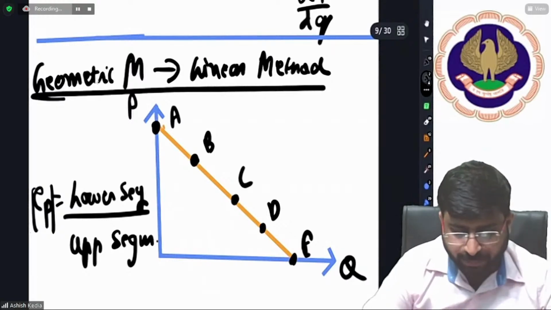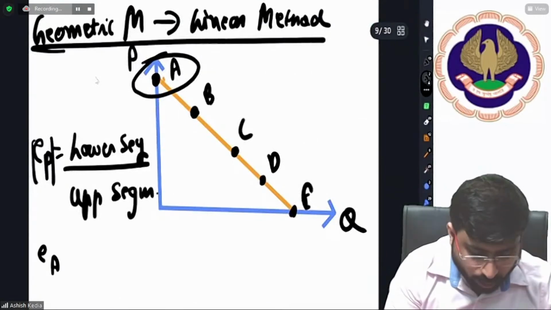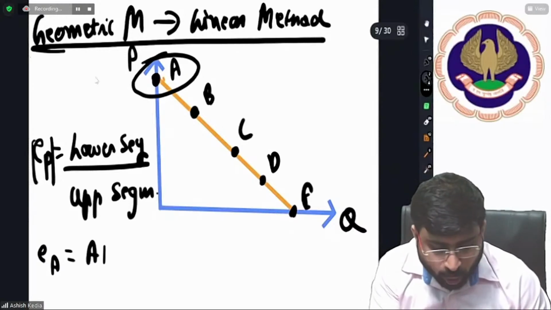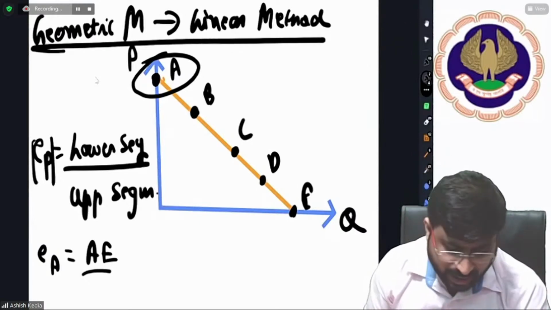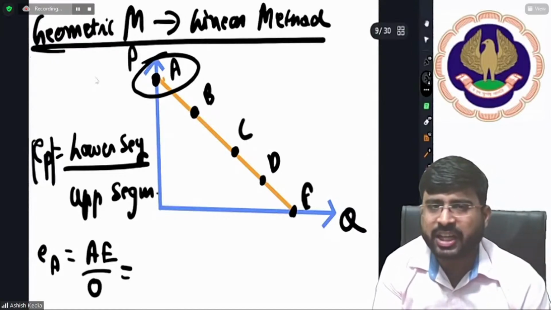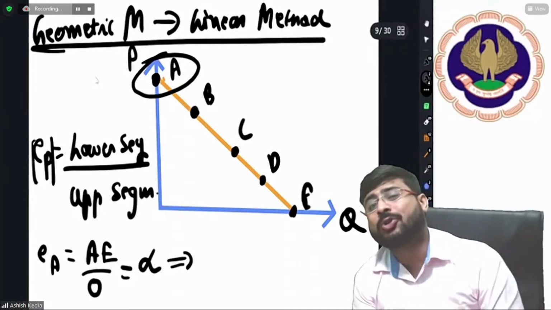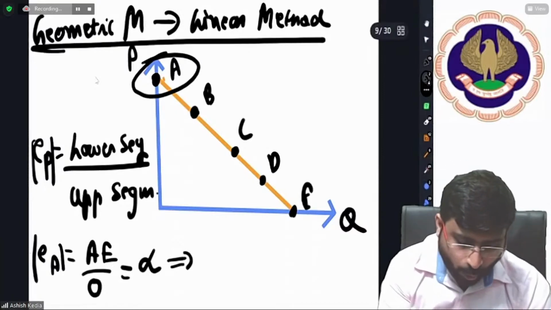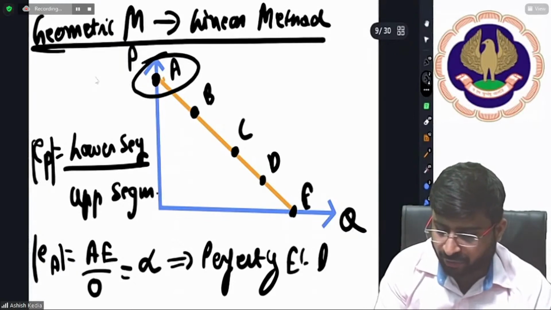Is it that simple, sir? Yes. So suppose you have to compute elasticity at point A. What is the length of line below A? Sir, it is equivalent to, see the orange line, AE. Is any part of orange line above point A? No, sir, definitely not. So if you do lower by upper, AE by 0, it is giving you infinity. This is called perfectly elastic demand. Oh, so the same 5 types again. Yes, the same 5 types again. All of you friends know this.